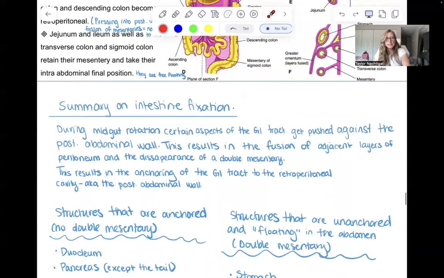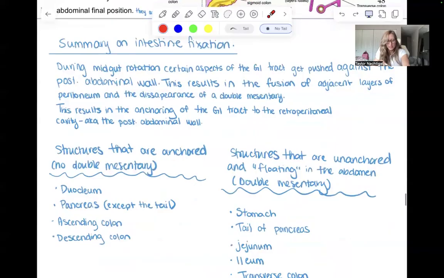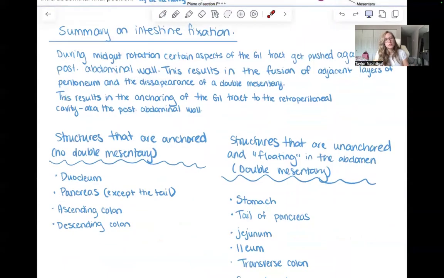Here is a summary on the intestinal fixation. During midgut rotation, certain aspects of the GI tract get pushed against the posterior abdominal wall. This results in the fusion of adjacent layers of peritoneum and the disappearance of a double mesentery. This results in the anchoring of the GI tract to the retroperitoneal cavity, aka the posterior abdominal wall.